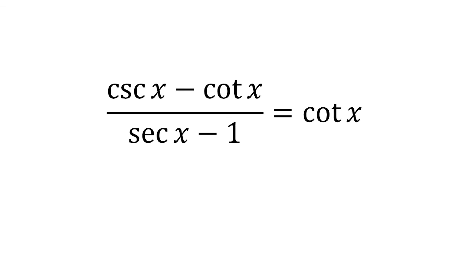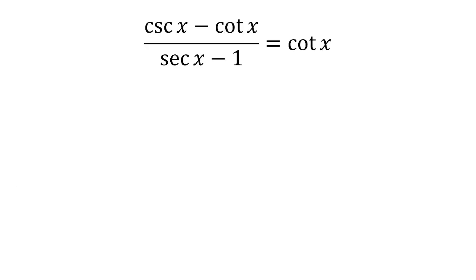In this video, we'll be proving the identity that cosecant x minus cotangent x all over secant x minus 1 is equal to cotangent x. First thing we're going to do is just rewrite everything in terms of sines and cosines.